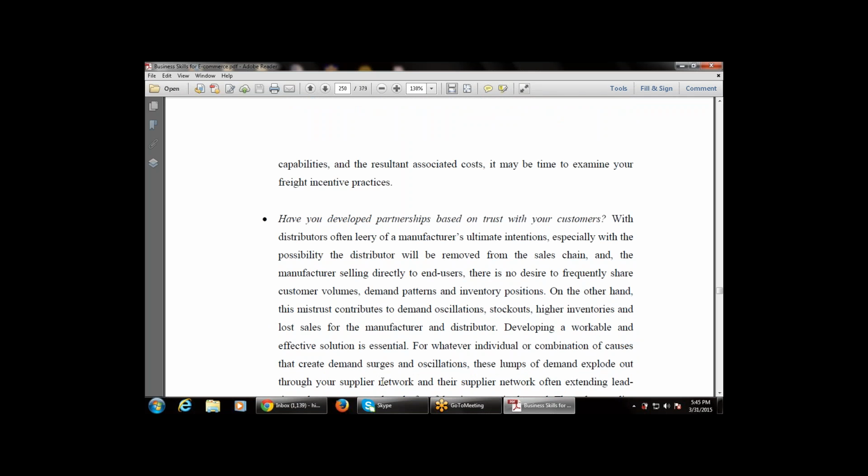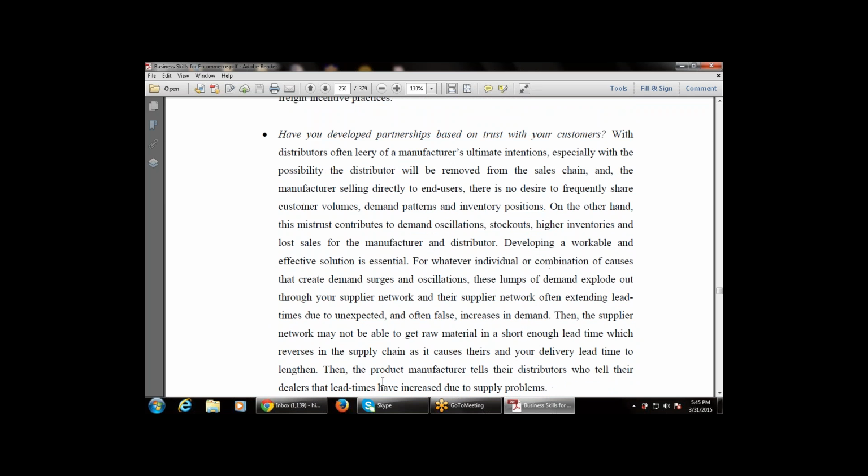The next question is: have you developed partnerships based on trust with your customers? That is the next question that also relates to the distortion in supply chain management, that is, the bullwhip effect.